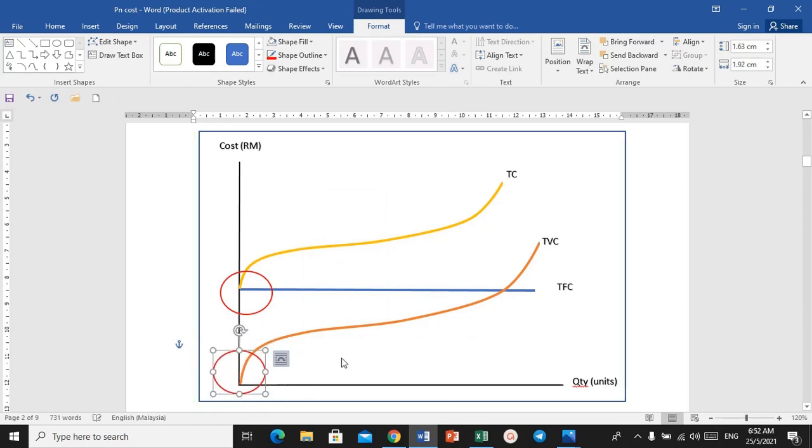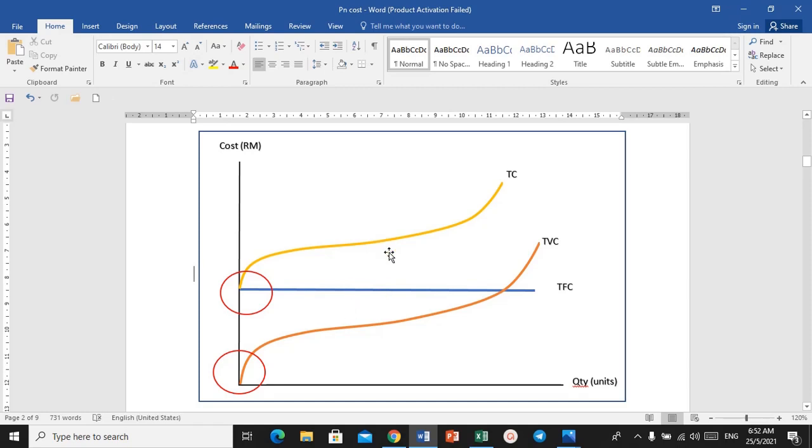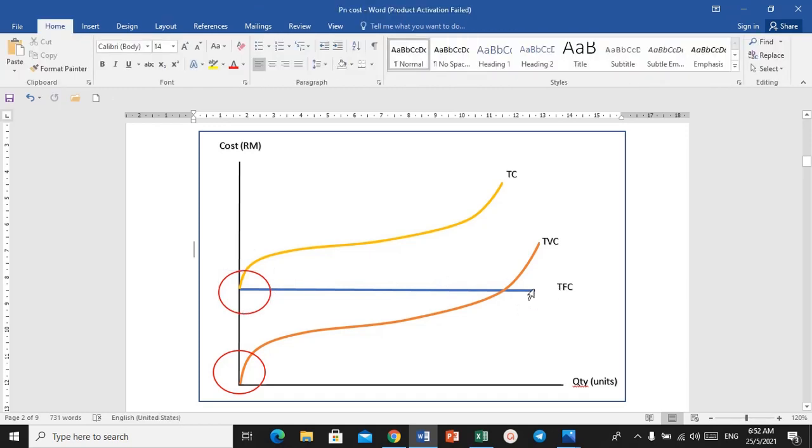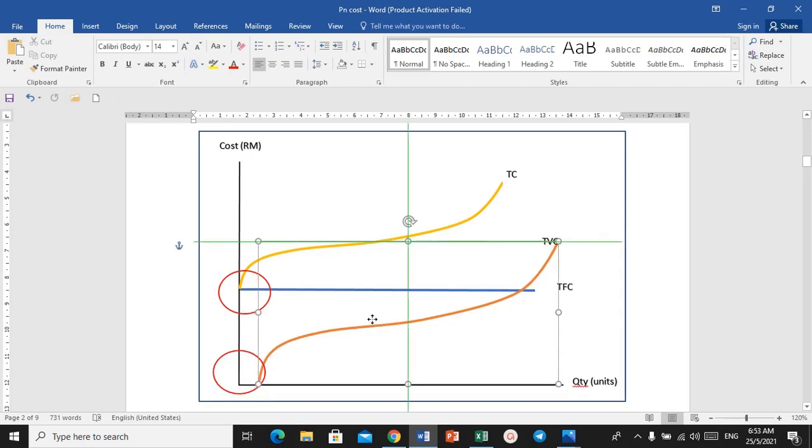Okay. So these are the important rules that you need to apply in doing this sketching. You must make sure that your total fixed cost is a straight line, 90 degrees. The starting point for the total cost would be the same as the starting point for the total fixed cost, and the starting point for the total variable cost should be where the y-axis and x-axis intersect. So you cannot draw your graph like this.